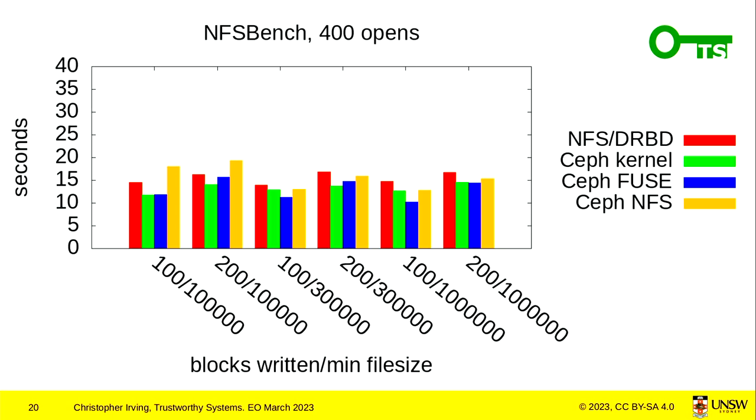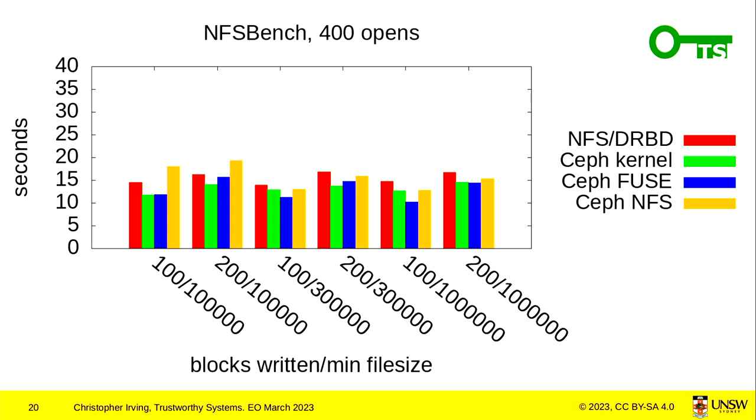Now, NFS bench has a lot more parameters than postmark does for varying the size of an experiment. Again, on the y-axis, we've got how long the experiment took. Shorter is better. This is specifically each process was opening and writing into its file 400 times. And on the bottom, we've got how many blocks of data were written and the minimum size of the file it was getting written into.